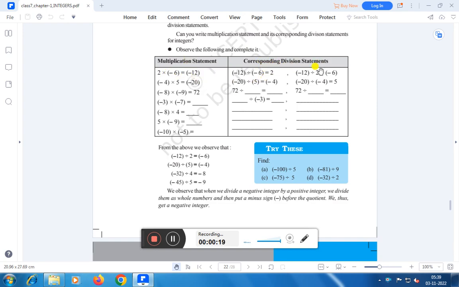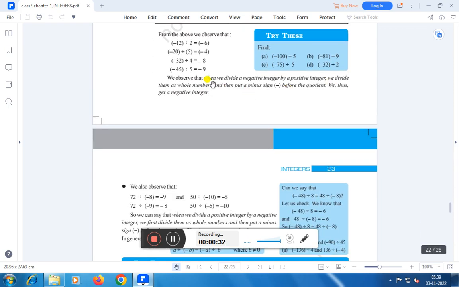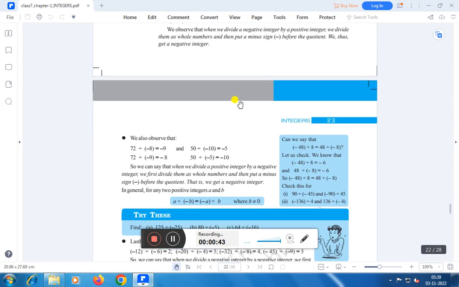Corresponding division statements: minus 12 divided by minus 6 is equal to 2, and minus 12 divided by 2 is equal to minus 6. Here we find that when we divide a negative integer by a positive integer, we divide them as whole numbers and put a minus sign before the quotient. We thus get a negative integer.